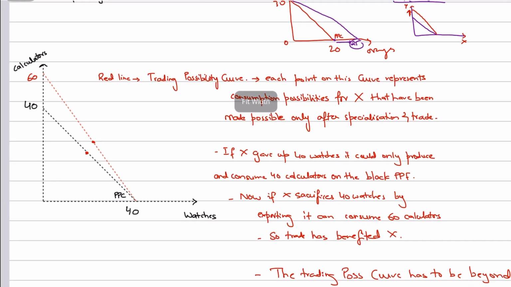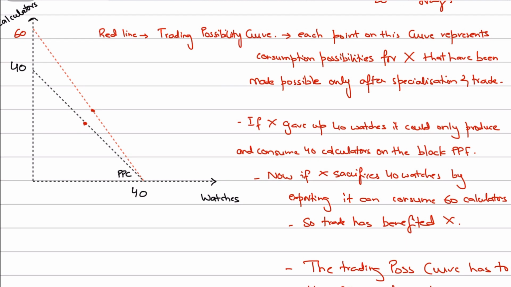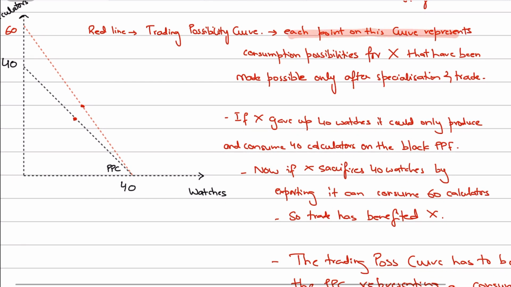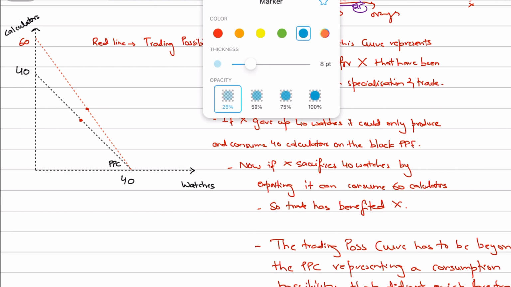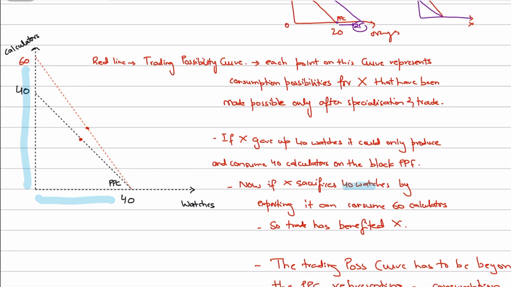So if I look at the trading PPC for country X, the red line is representing the trading possibility curve, and each point on this curve represents consumption possibilities for country X that have been made possible only after specialization in trade. So guys, if X gave up 40 watches, it could only produce and consume 40 calculators, right? So the maximum you could go is still here, on the black PPF. But now if you sacrifice 40 watches, you can actually import a maximum of 60 calculators, because 40 times 1.5 is 60, because your trading ratio is 1:1.5. For every watch, you get 1.5 calculators.